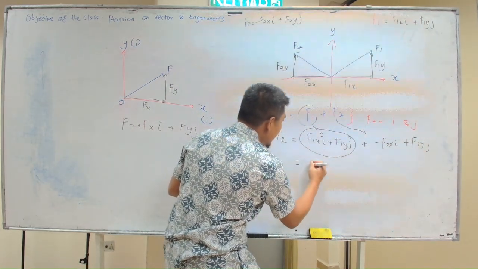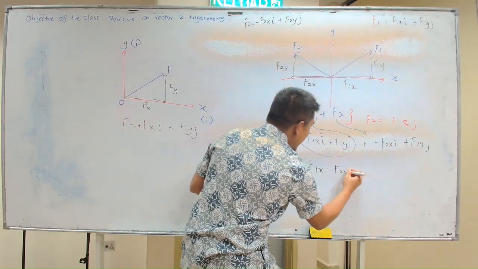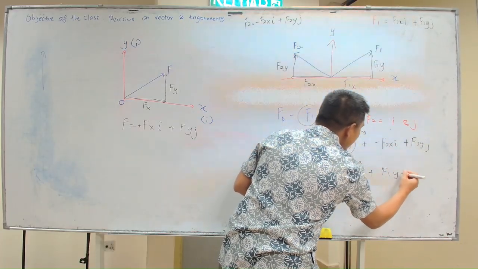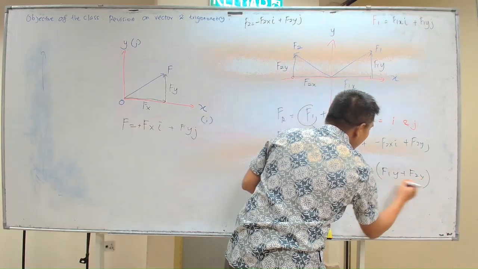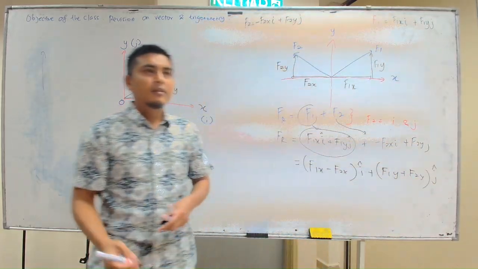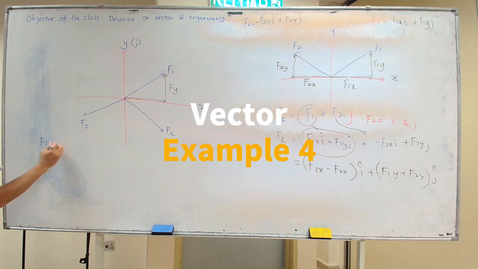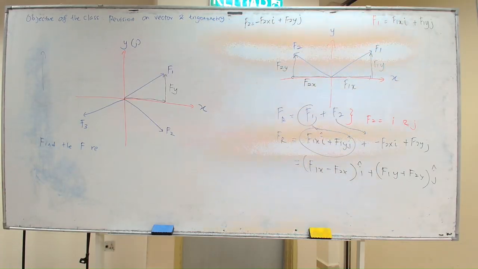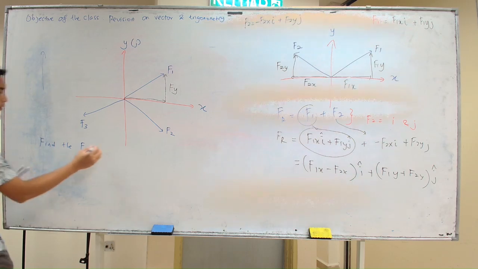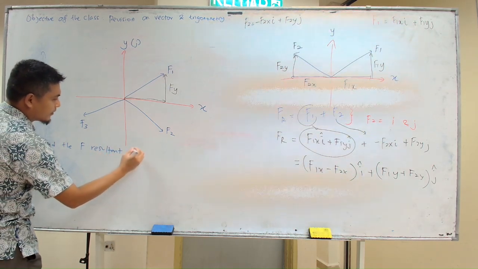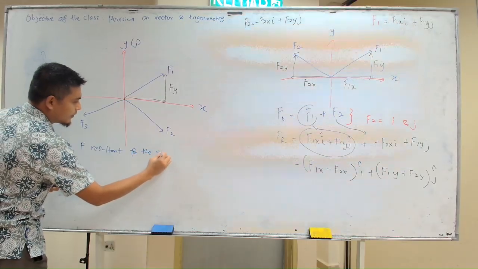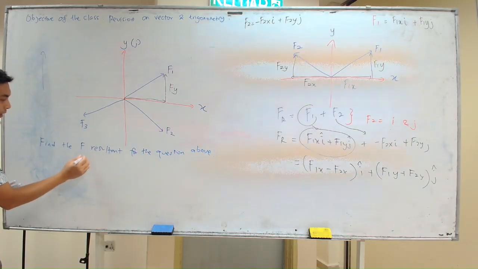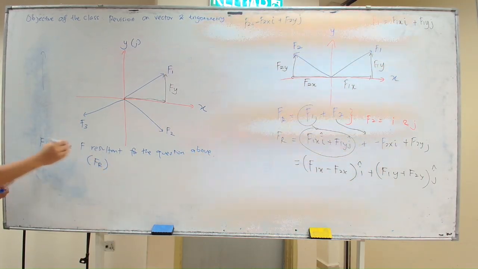So it means that F1X minus F2X i plus F1Y plus F2Y j. Like that. Find the F, we call it the resultant. The F resultant we name as FR.